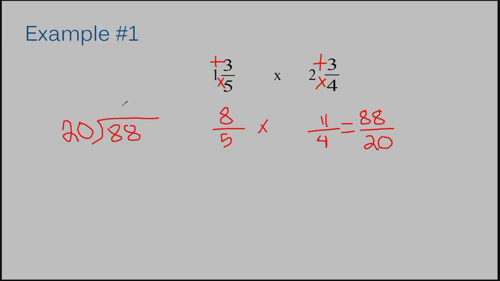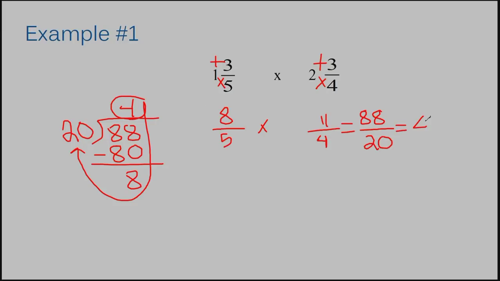20 goes into 88 4 times, which is 80. Now I subtract and I get 8. The way you write your answer is in the order that you got your numbers here. You wrote down the 4 first and it becomes your whole number. The 8 is your numerator because it's the remainder, or how much you had left over. And 20 is your denominator. It remains the same.